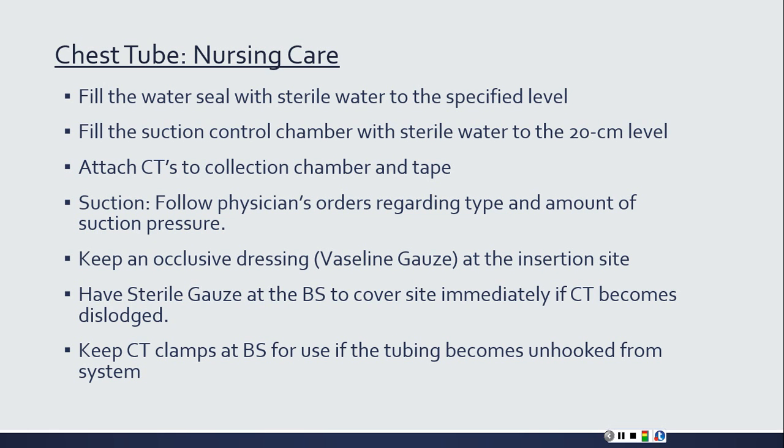If you walk into the room and the system has become disconnected, you're going to try to get that thing connected as quickly as you possibly can. You want the chest tube to do the chest wall expansion. You don't want to have to clamp it to keep that pressure intact. But you do need to have the clamps at the bedside.